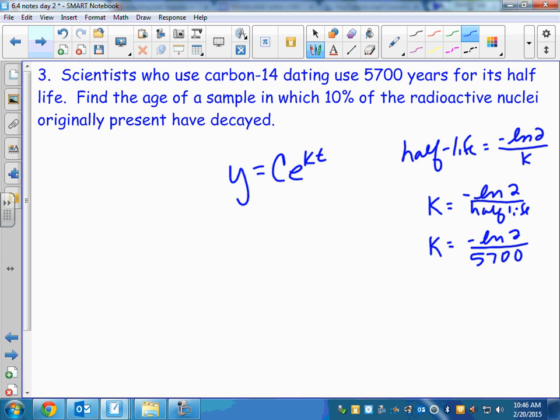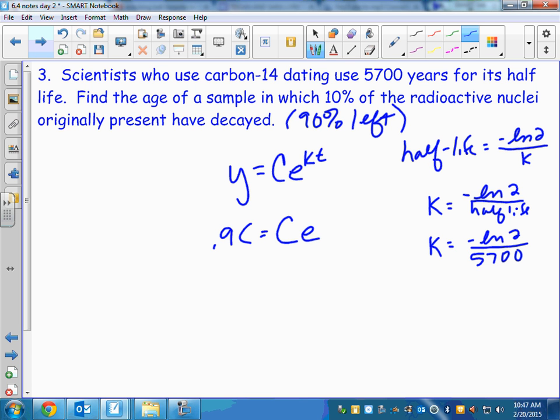This one says, if 10% of the nuclei present have decayed, then you need to be able to realize that means that 90% is left. So again, I tend to use the letters here. If C is how much I started with, how could I show that 90% of what I started with is left? Or if you wanted to make a number up, say I started with 1, then I would be left with 0.9. Or if I started with 5, I would be left with 0.9 times 5, whatever that initial amount is. I just always use C because I know that's going to divide out every time.